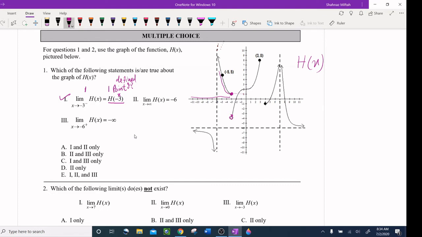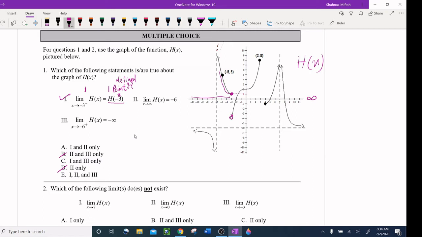So when the first statement is true, my choices are A, C, and D. B doesn't have 1, and E doesn't have 1. So these are my 3 choices. Let's go for statement 2. The limit as x approaches positive infinity of h of x is -6. We can see that. This is positive infinity.